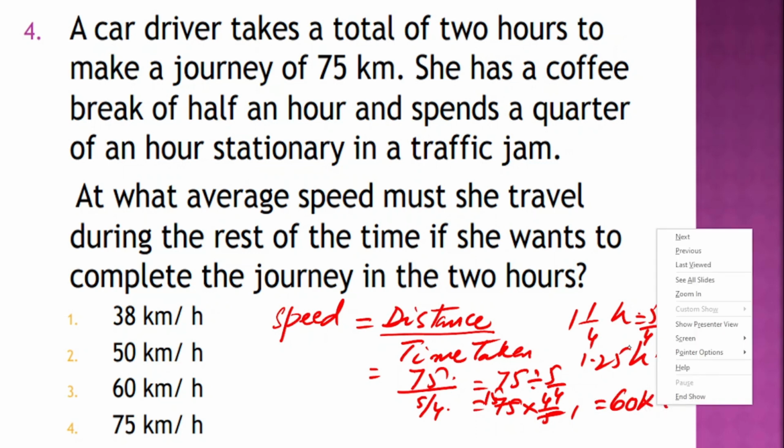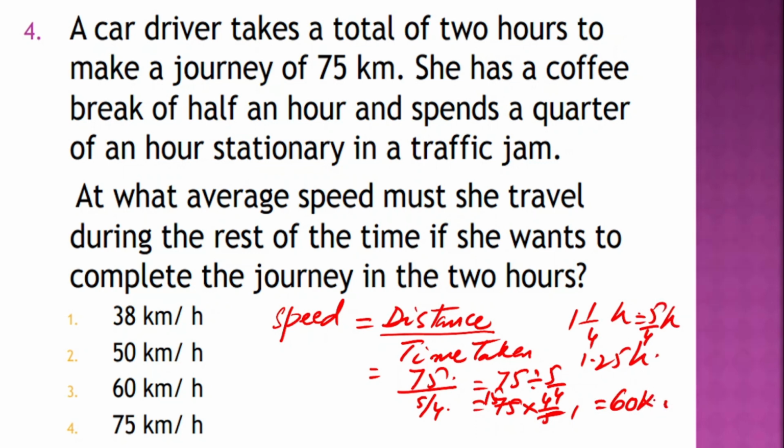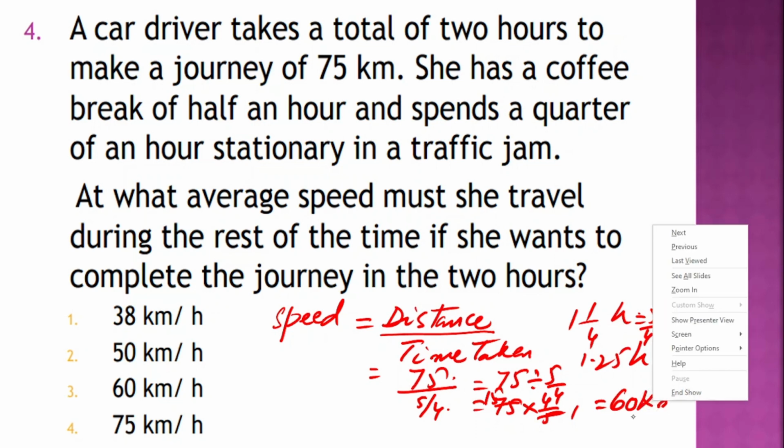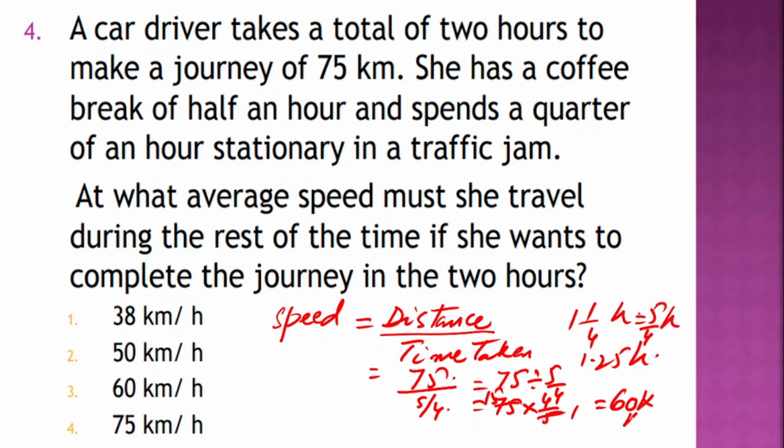So this is 60 kilometer per hour. 60 kilometer per hour is the speed of the car at which she has to drive to cover the same distance of 75 kilometer journey. So here option C is the right option, which is 60 kilometer per hour. So this was another example of finding the average speed.